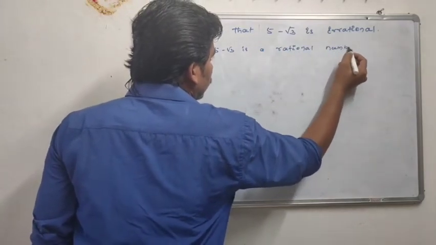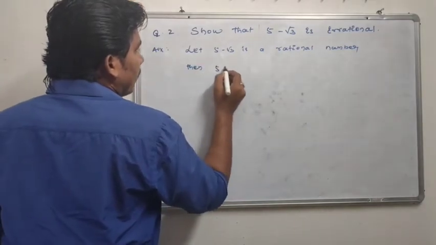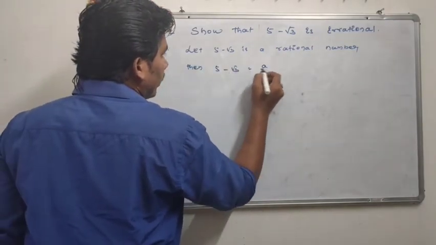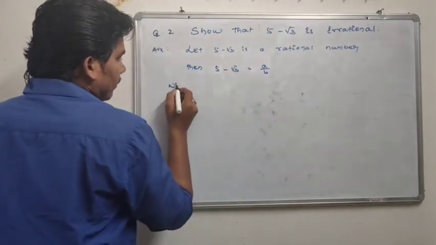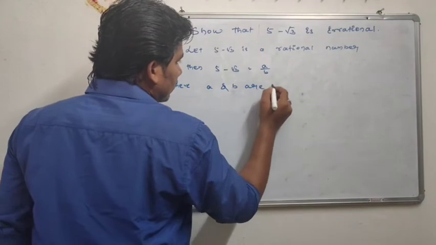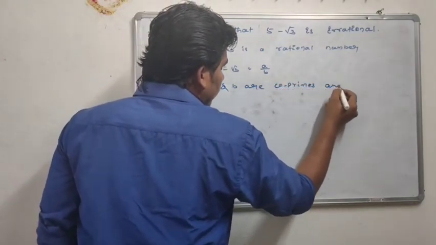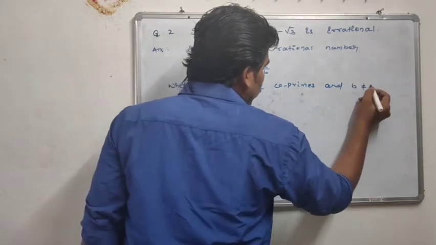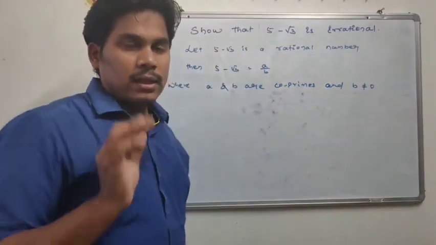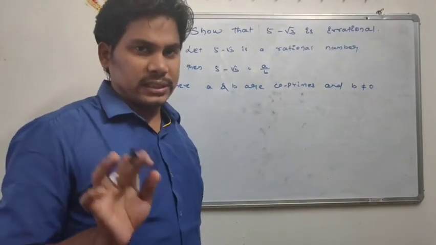If 5 minus root 3 is a rational number, then what can we say? Then 5 minus root 3 is equal to a by b, where a and b are co-primes and b not equal to 0, which I had not mentioned in the earlier question. You just mention that b is not equal to 0.